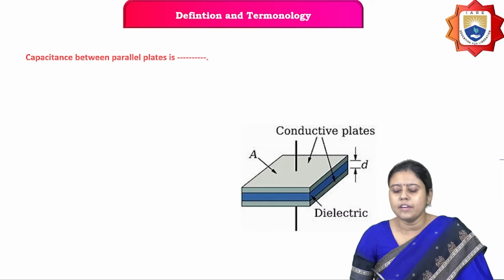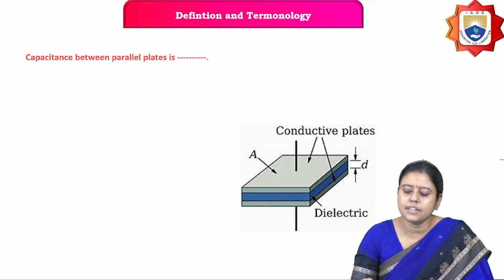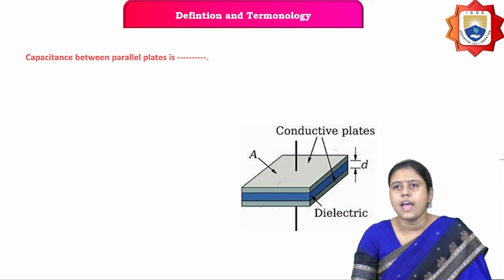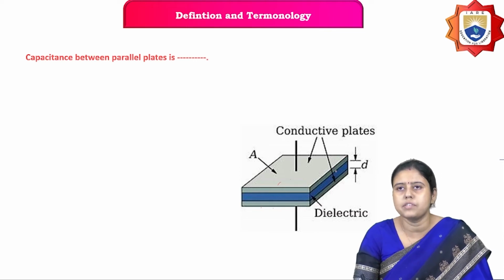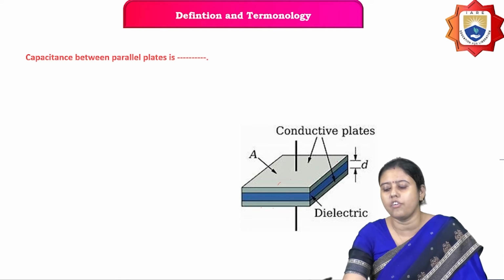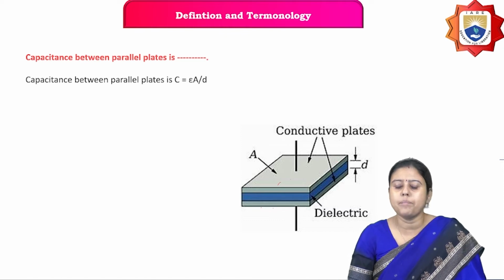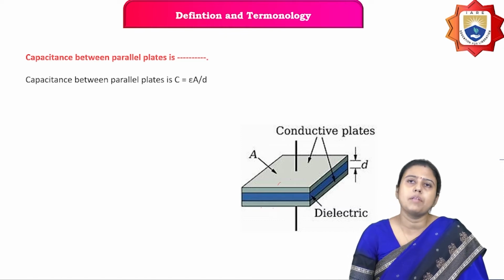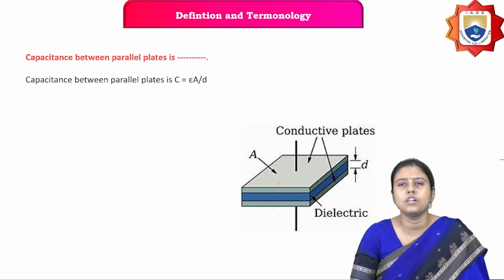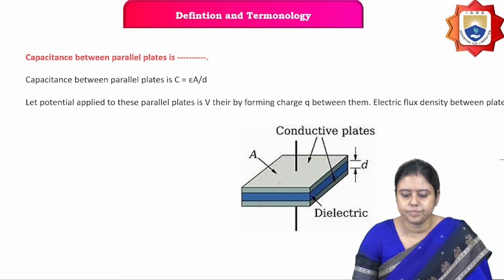Before telling, this is the diagram of the parallel plate capacitor. You can see there are 2 parallel plates, and in between there is a slab, at some distance d, and this is the dielectric medium. So what is the capacitance between the parallel plates? The capacitance of the parallel plate is C equals epsilon A by d.